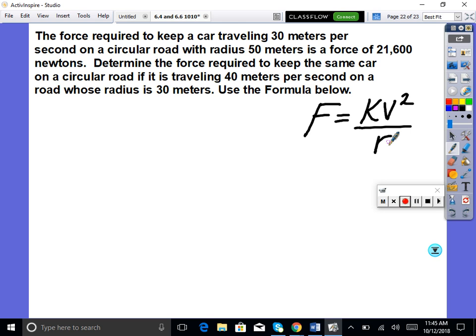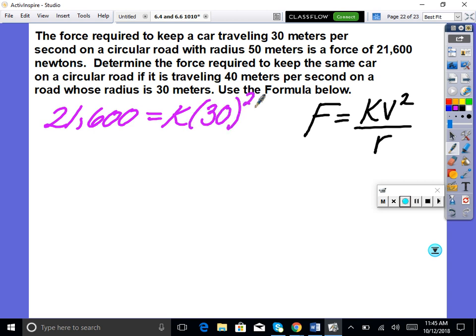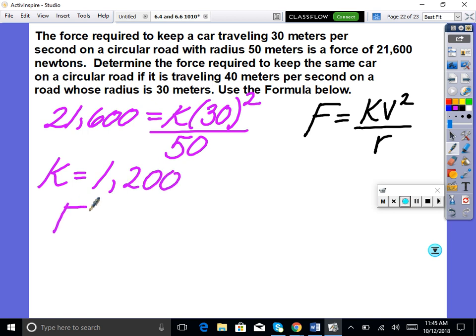So let's plug in what we know. Once again, the first sentence will always give you information to solve for K. What was our force? 21,600 newtons, right? And that's equal to, we don't know what K is, our velocity or speed was 30 meters per second, so 30 squared, and what's the radius? 50. So calculator people, 21,600 times 50, and then divide it by 900, because 30 squared is 900. Is that the final answer? Yes. So now you would go plug that in and say force is equal to 1,200.